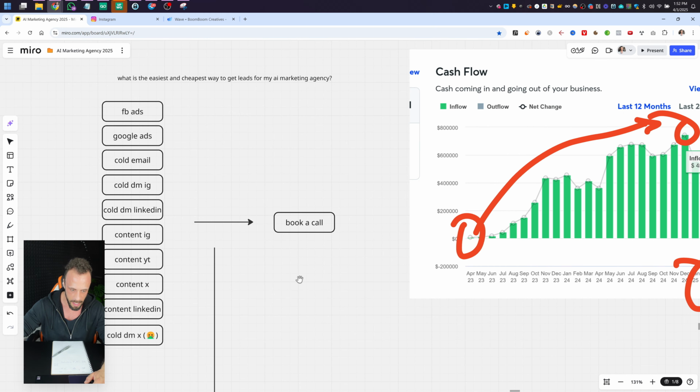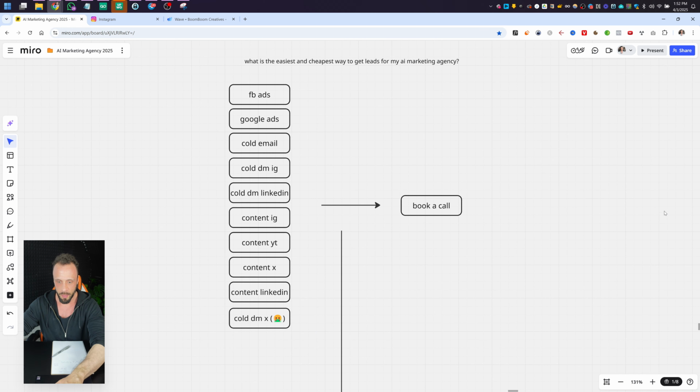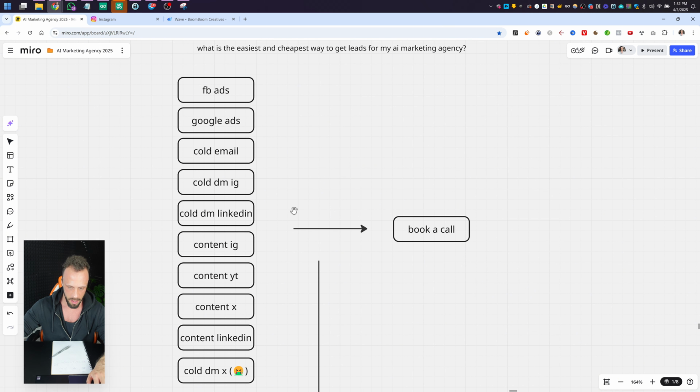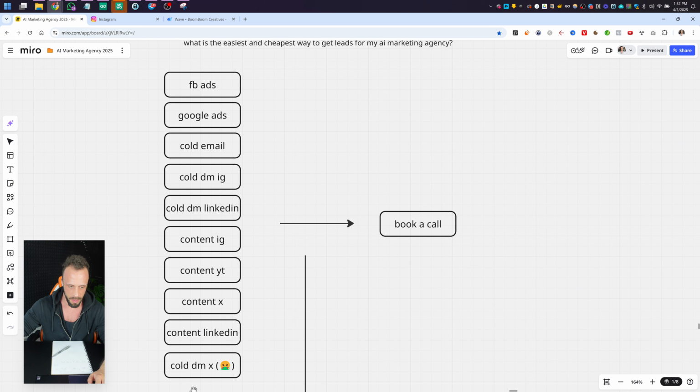Okay, now that is out of the way. The best and cheapest way for you as a beginner to acquire clients for your AI marketing agency, right? Because there's all these different ways that you can actually go and attack client acquisition. And we will just go through all of them, and I will list the pros and cons, and then I will show you what you should do right now as a beginner.